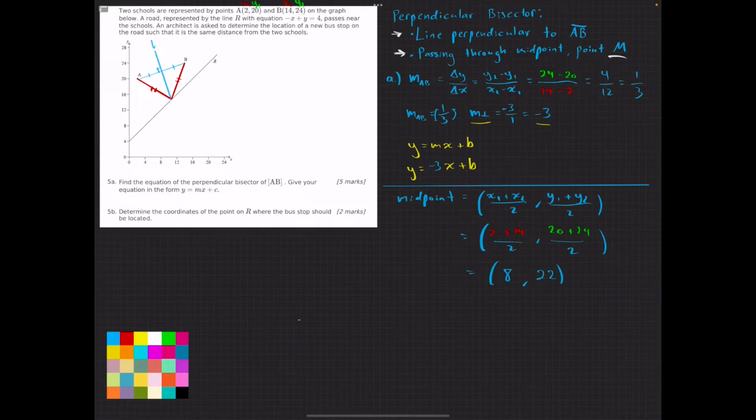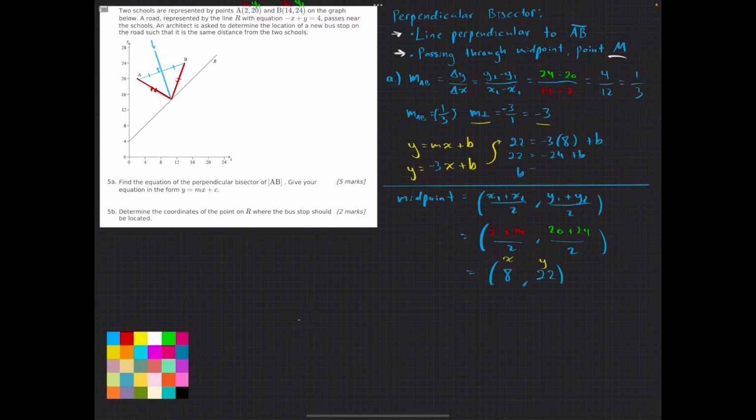Okay. So, for the sake of space, let's just write it up here. So we had y is equal to negative 3x plus b, and we said if only we had some x, y values that we could substitute, we could find b, and now we have them. So let's substitute those in. y is equal to 22, so 22 equals negative 3 times x, which is 8, plus b. 22 is equal to negative 3 times 8, which is negative 24, plus b.